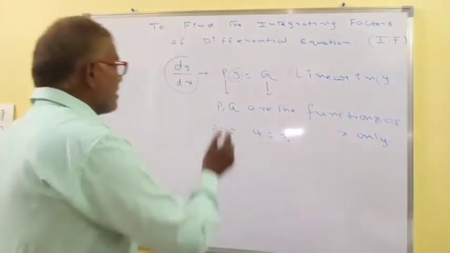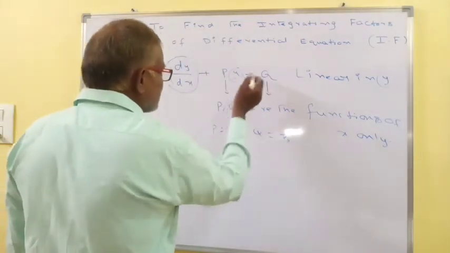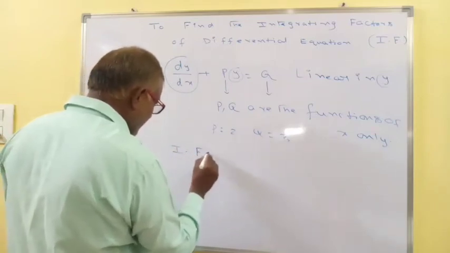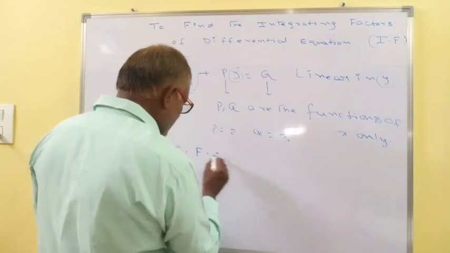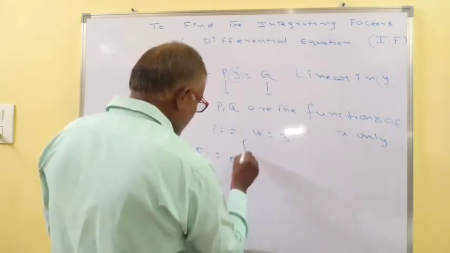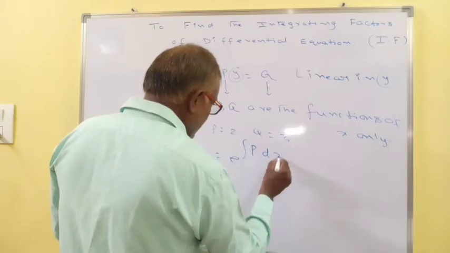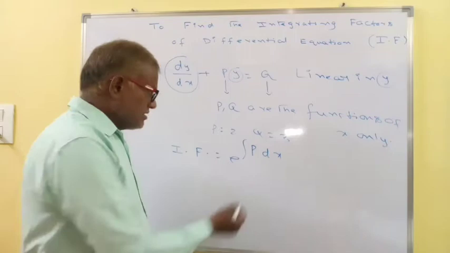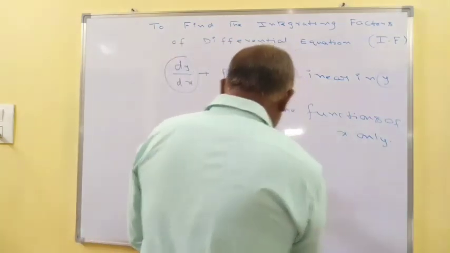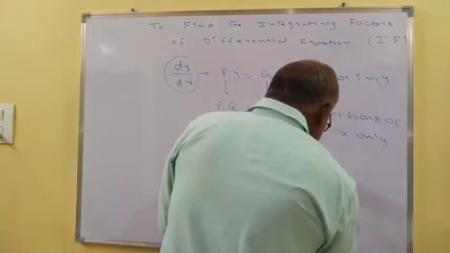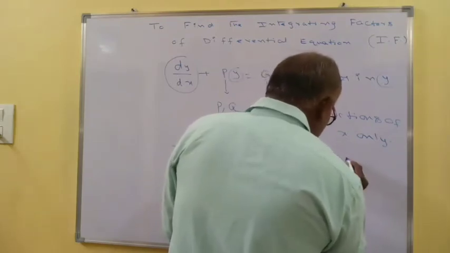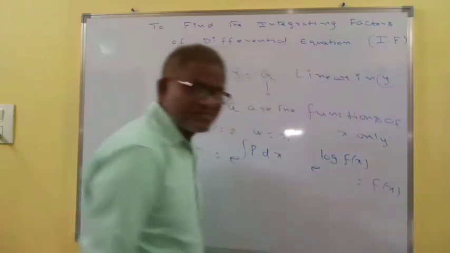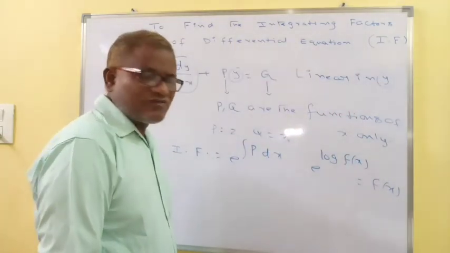Now, after expressing the given DE in this form, the IF, integrating factor, we simply denote like this: IF is equal to e power integral p dx. Now we can evaluate this one. Especially to evaluate this type of function, you have to remember this one: e power log f of x is equal to f of x.